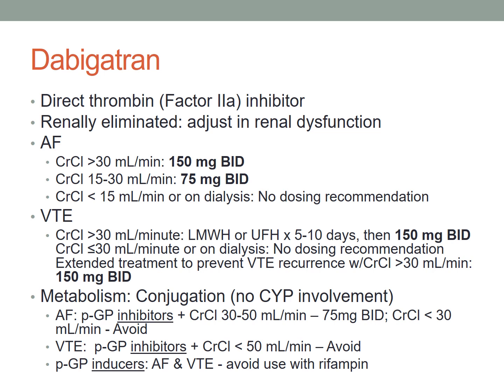Dabigatran is a direct thrombin inhibitor, so it inhibits thrombin, which is factor 2A in the coagulation cascade. It's renally eliminated, so we do need to adjust the dose in renal dysfunction. The normal dose is 150 milligrams twice a day for patients who have creatinine clearance greater than 30 mils per minute. Once you get below that, with a creatinine clearance between 15 and 30, they do recommend, if you're using it for atrial fibrillation, to decrease the dose to 75 milligrams twice a day.